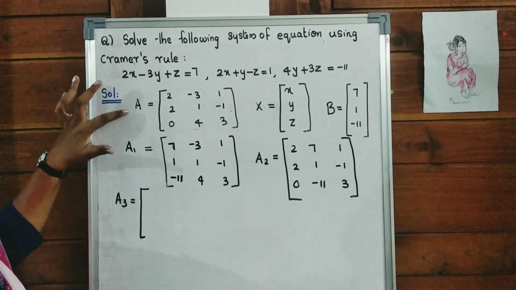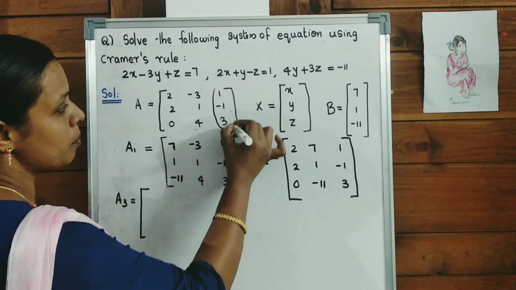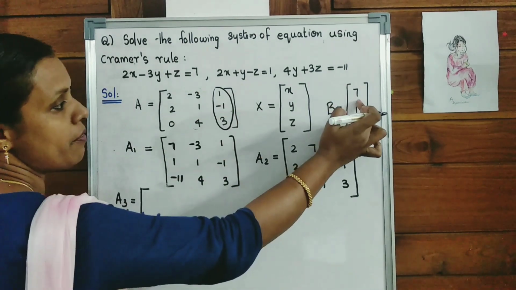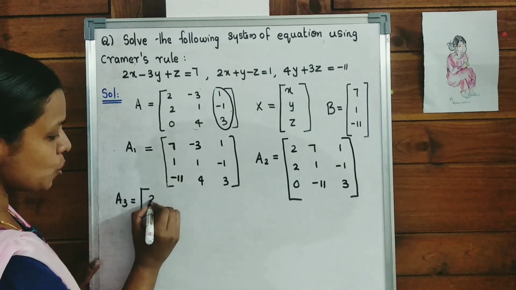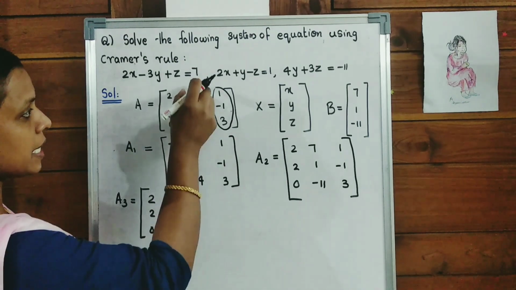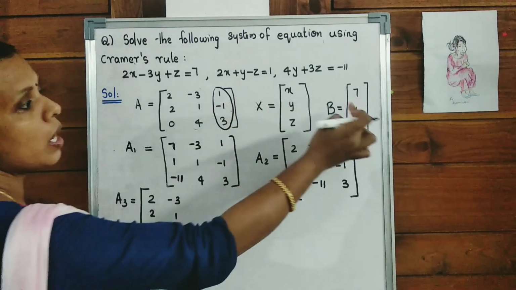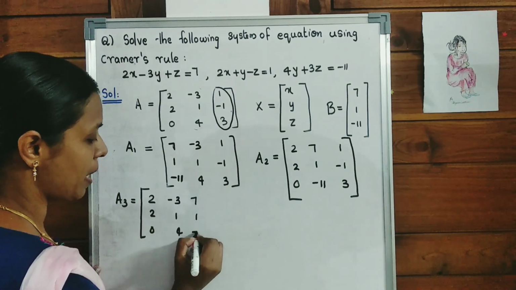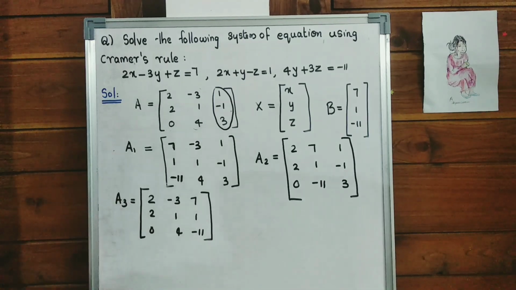Next we have to find matrix A3. So we consider matrix A. In matrix A, we delete the third column. Instead of this, we insert 7, 1, minus 11. Then we can write the first column is 2, 2, 0, and the second column is minus 3, 1, 4, and the third column is 7, 1, minus 11. Okay, this is matrix A3.